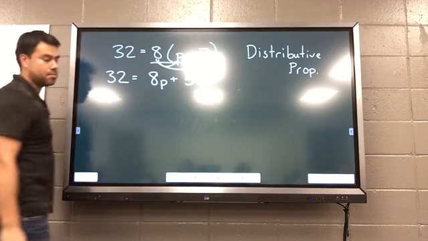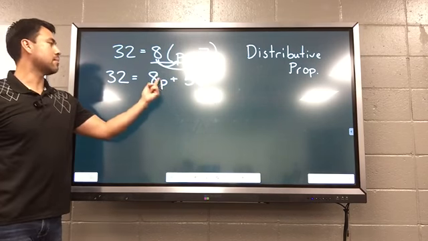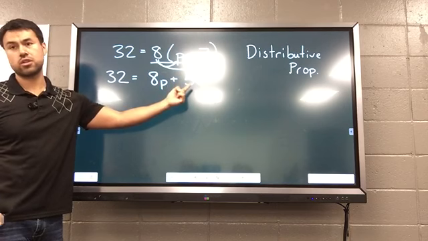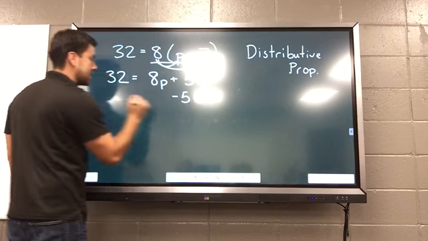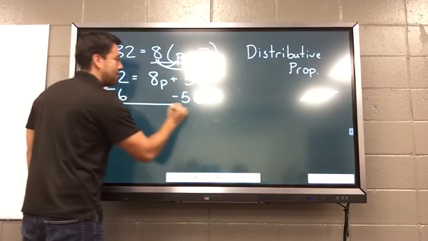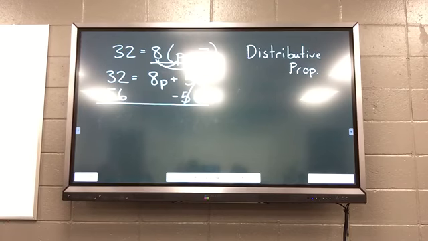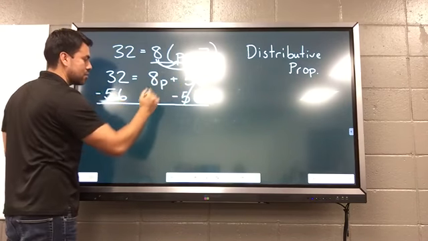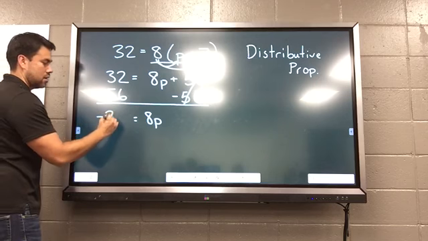Okay, it's a two-step problem from here on out. So what's happening to p first? It's being multiplied by 8 and then added with 56. What do I undo first? How do I undo addition of 56? Subtract 56 from both sides. Good. And if you say both sides, you're getting brownie points with me because you're saying it the way it should be. So say from both sides. Okay. What's 56 minus 56? 0. 0 plus 8p? 8p. What's 32 minus 56? Negative 24.